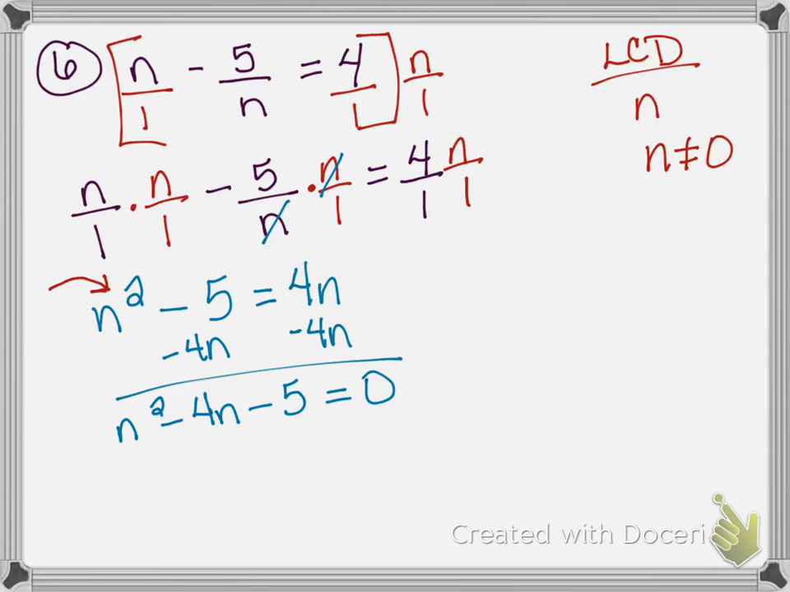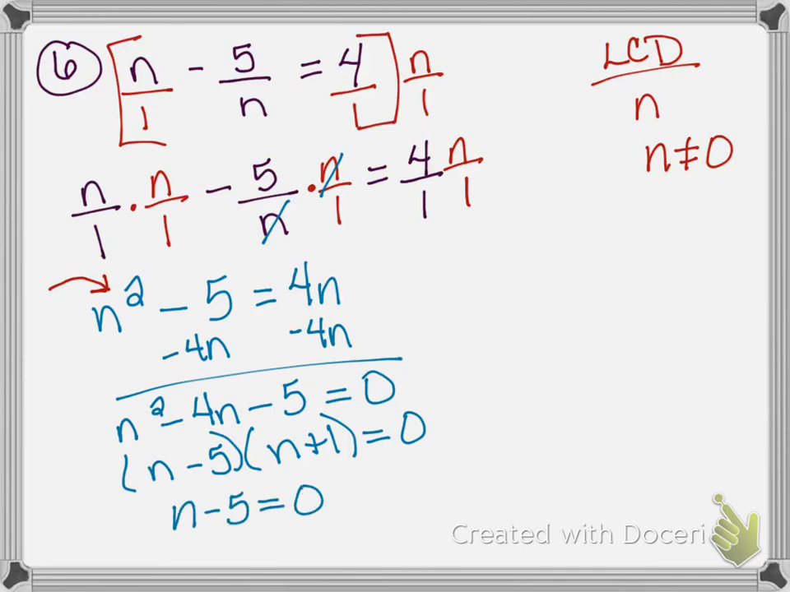Okay, this can be factored. n minus 5 and n plus 1. Negative 5 plus 1 gives me negative 4. Negative 5 times 1 gives me negative 5. I set each one equal to 0. n minus 5 equals 0 and n plus 1 equals 0. And so my values, and both of these are correct, are n equals 5 and n equals negative 1.